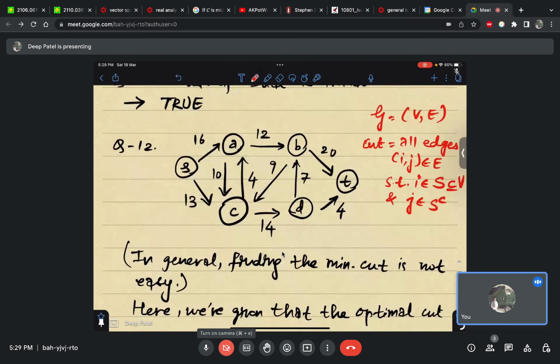So that's why when we say cut, what we mean is we take a set S, we take the complement of the set S, and we only take edges which are going from this set S to its complement. We call that a cut.